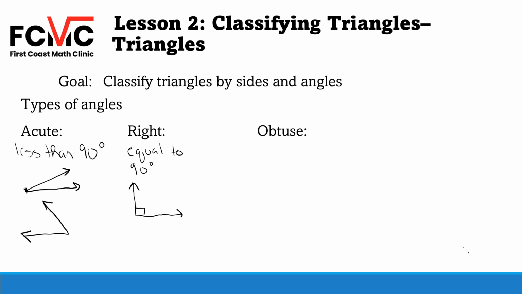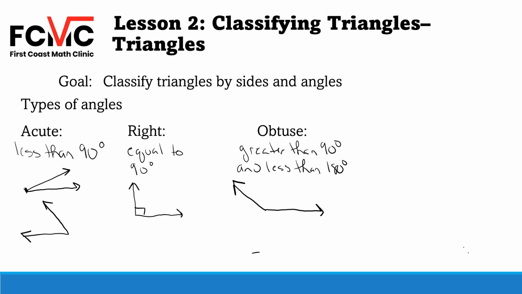Or an obtuse angle, which is greater than 90 degrees and less than 180 degrees. So it'll look something like this, or open the other direction like this.